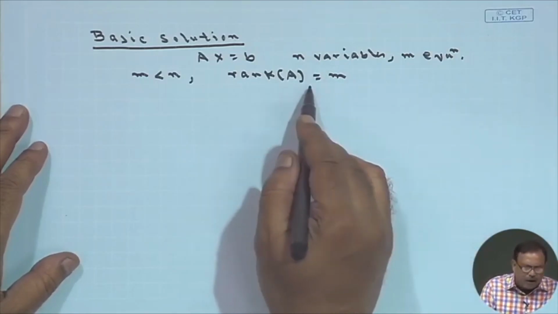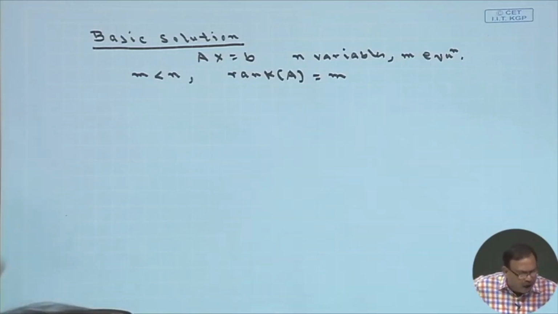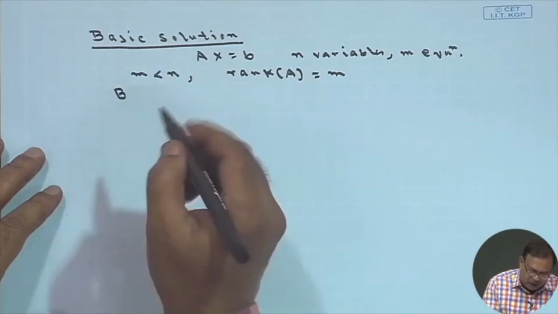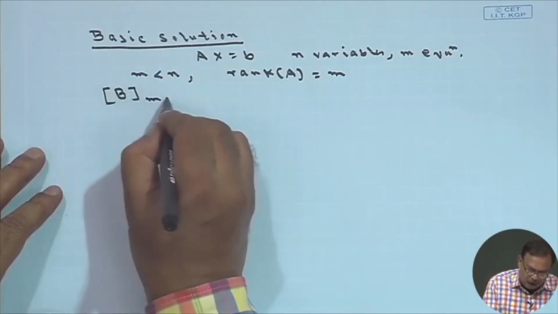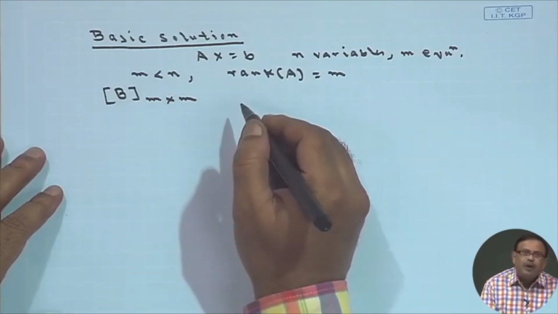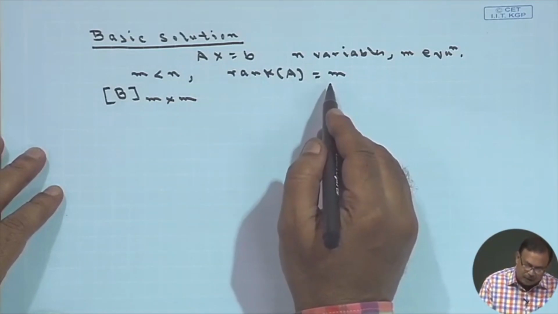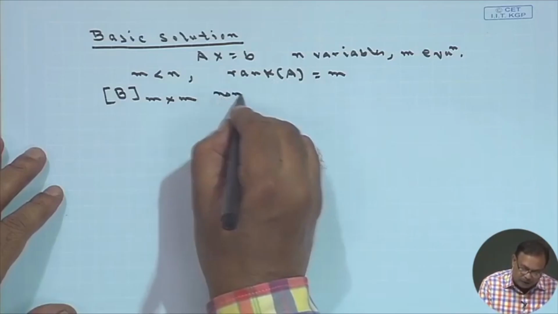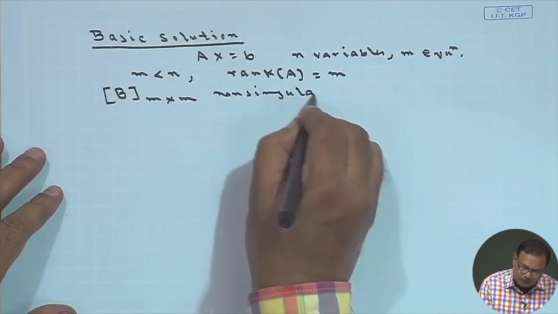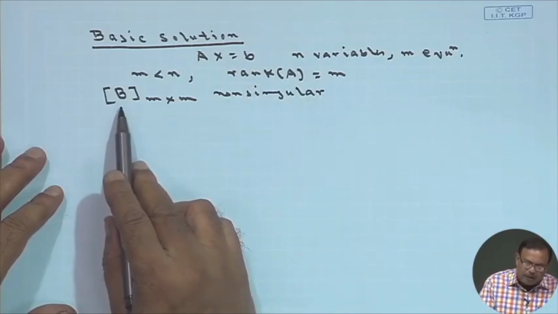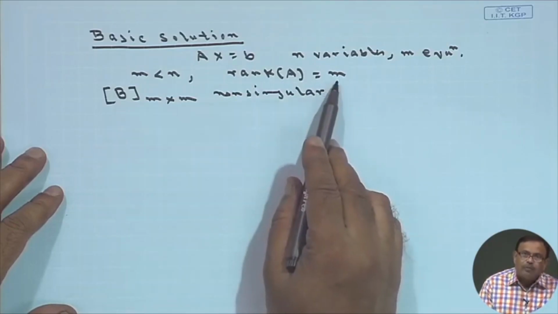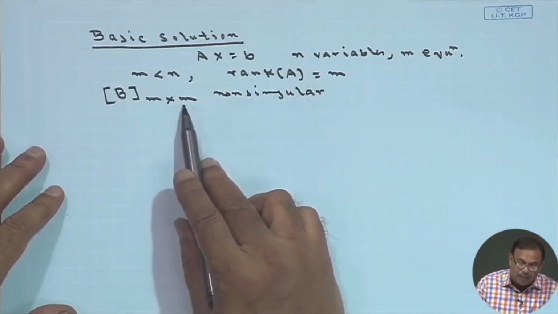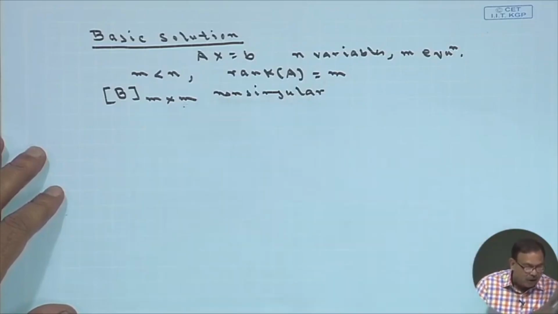Since the rank of the matrix is equal to m, there will exist a matrix B of order m cross m. Please note that you may be knowing the definition of the rank. It will be non-singular. So I am getting a matrix B of order m cross m, since I am assuming the rank of the matrix is m. I must get one m cross m square matrix which will be non-singular.